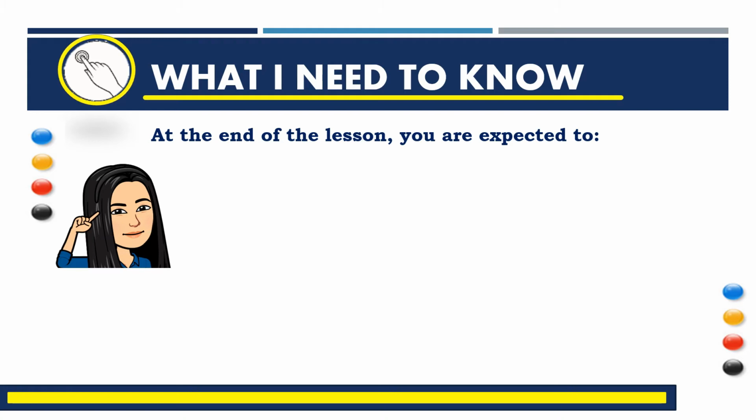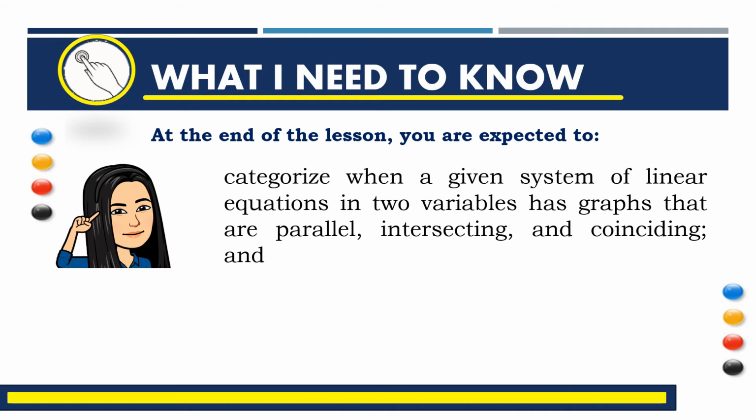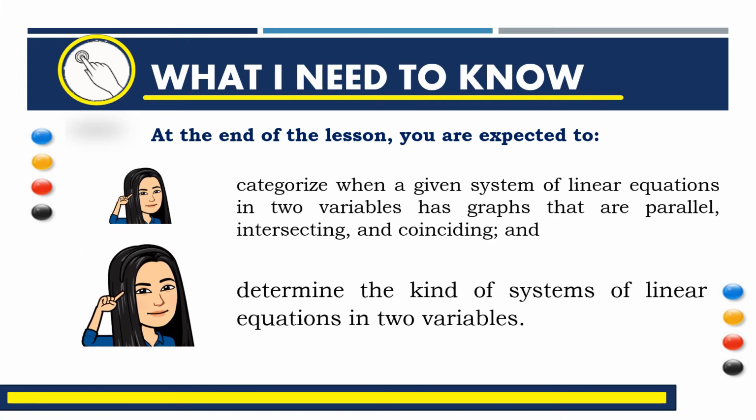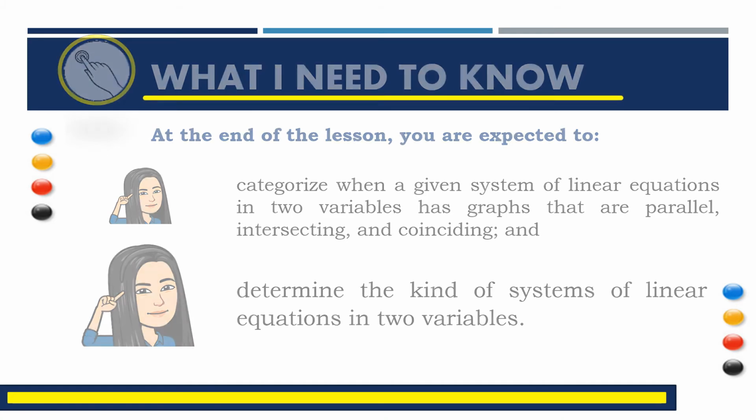What I need to know. At the end of the lesson, you are expected to categorize when a given system of linear equations in two variables has graphs that are parallel, intersecting, and coinciding. And determine the kind of systems of linear equations in two variables.